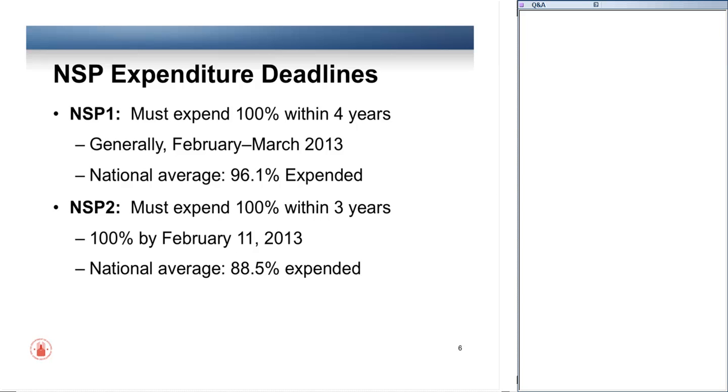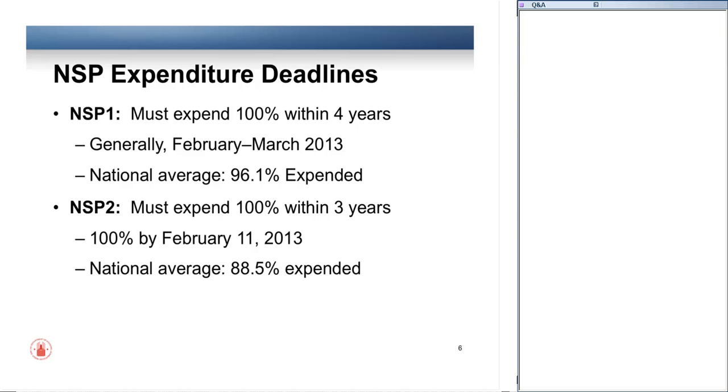NSP2 needed to expend 100% of its funds within 3 years, and that deadline is the same for everyone, February 11th of next month. Right now, we're at 88.5% expended for all grants. Yes, and there were 56 NSP2 grants. 12 of those, as of today, have gone over the 100% mark. 8 of them are below 80%. So we have technical assistance out in most of those.